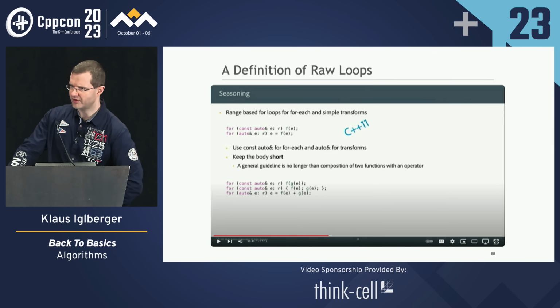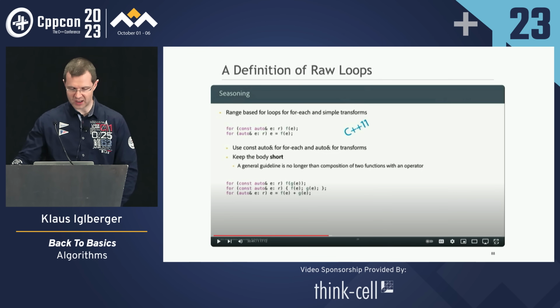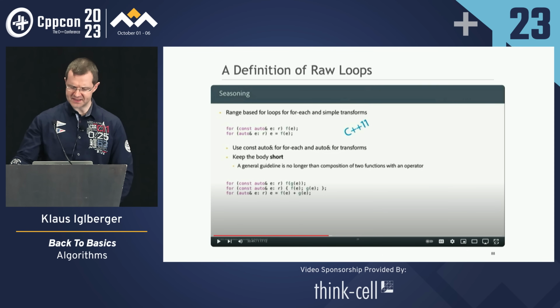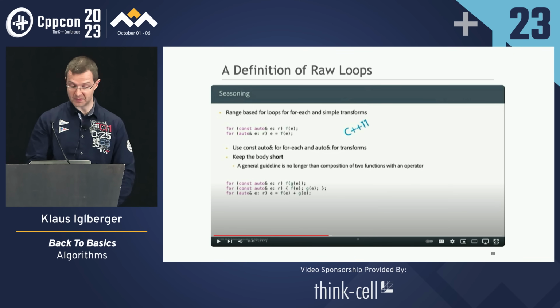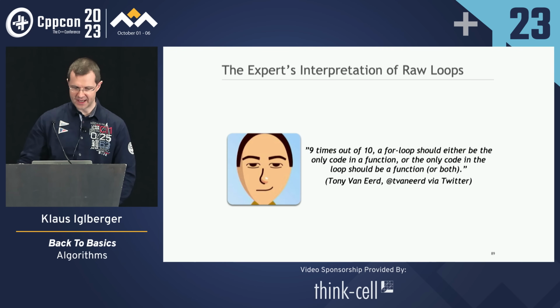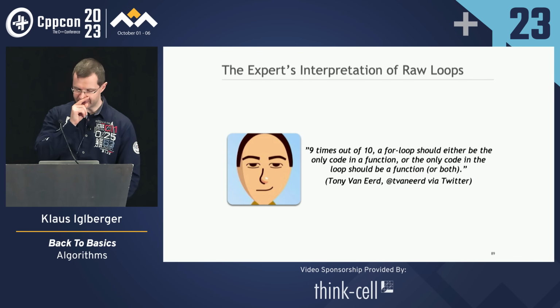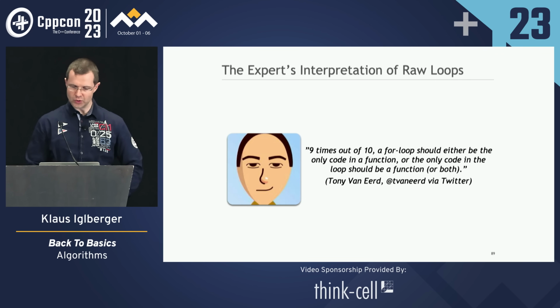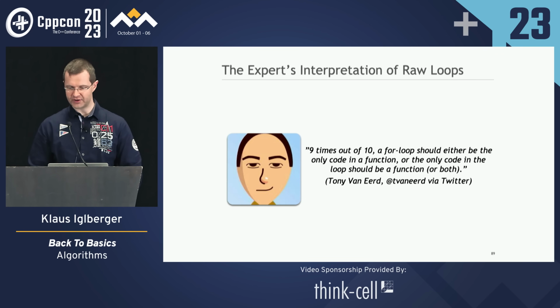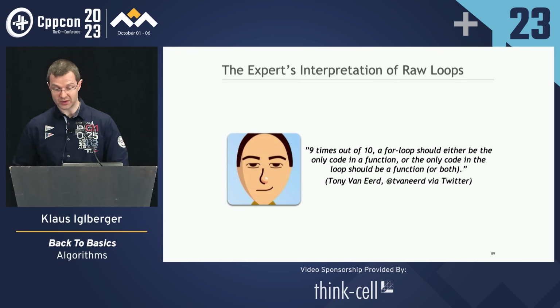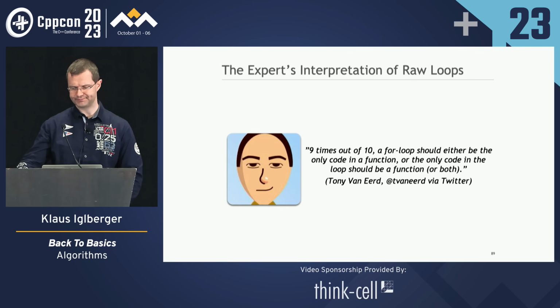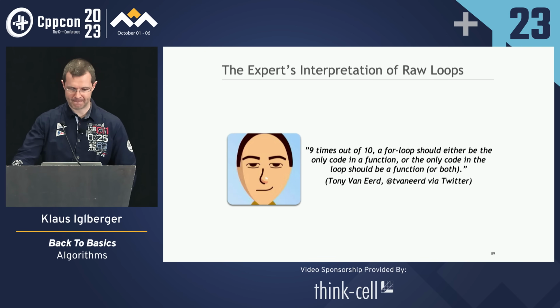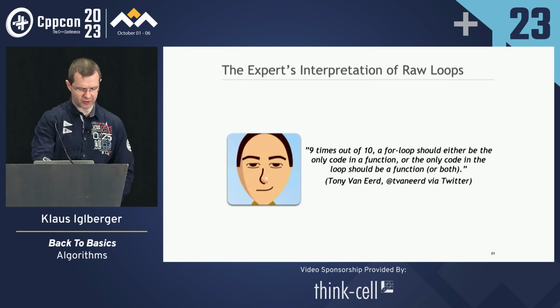So, this does not mean that for and while loops are also bad, but they should be simple, they should be understandable, they should be maintainable. And perhaps to give another expert a chance to also have a say, Tony van Eerd defined it this way: 9 times out of 10, a for loop should either be the only code in a function, or the only code in the loop should be a function, or even both. So simple for loops are perfectly fine, perfectly okay.